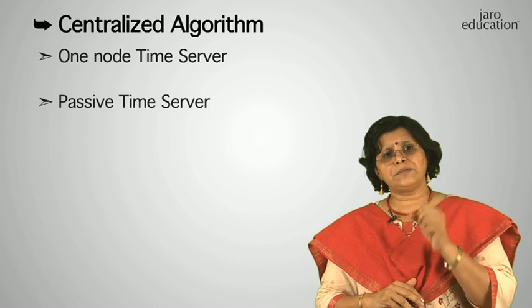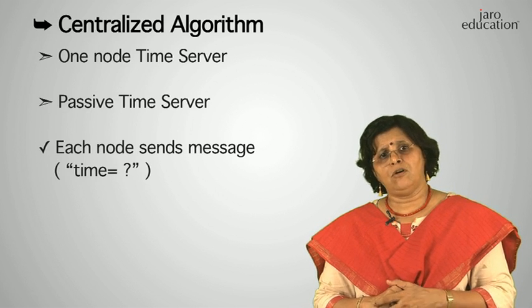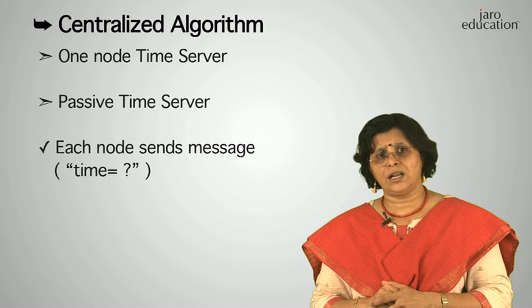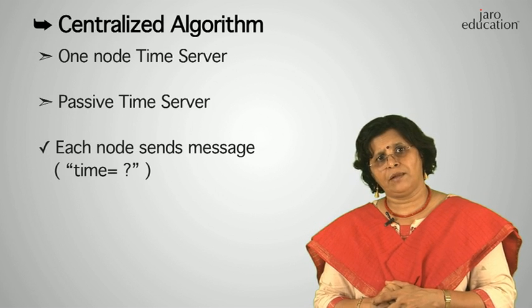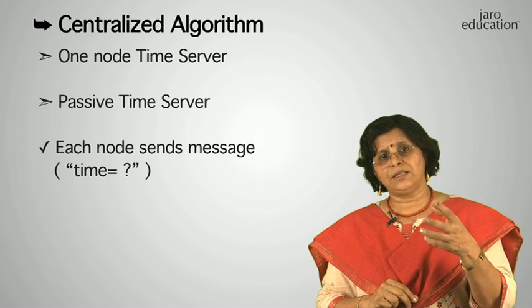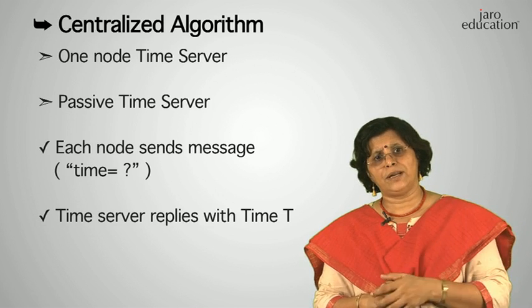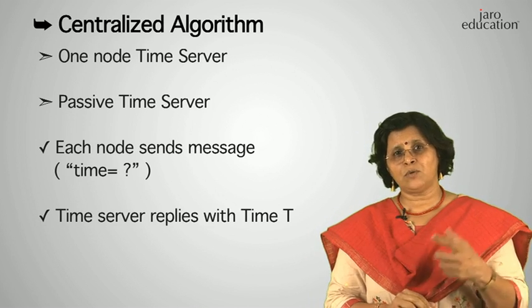In the passive time server algorithm, each node or each machine is going to send a message and ask, what is the time right now? The time server is going to send a message to everyone and say, time now is T. Now see what happens.